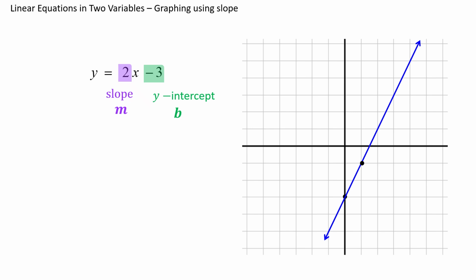This trick only works when the equation is in that exact format, often called y equals mx plus b format, where m represents the slope and b represents the y-intercept. Let's graph this equation.